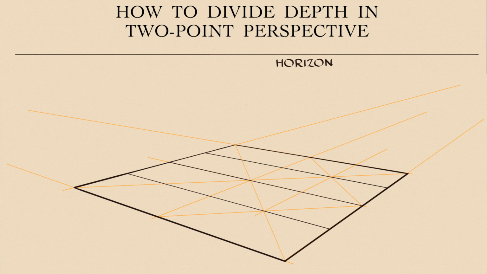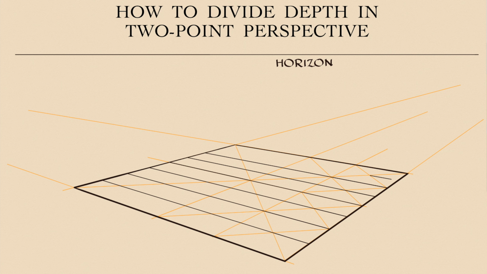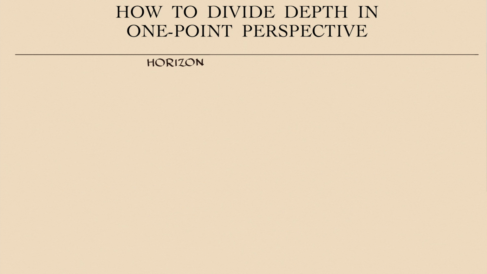To get even more parts, we can add a few more diagonals. This way, the depth of this rectangle can be divided into 8 parts. I will now make a more meaningful sketch to illustrate how to use depth in perspective.